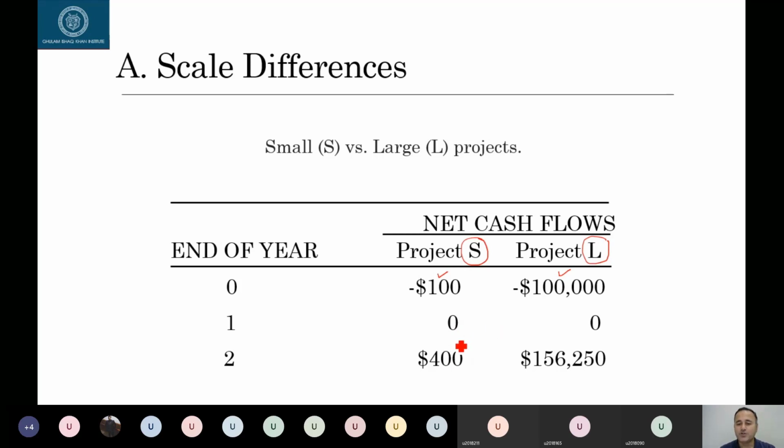In the first year, there is no cash flow. In the second year, there is a positive cash flow. So let's say a cash inflow of $400 for project S, which is the smaller project, and $156,000 for project L. Now, the difference between the size of the projects is like one is only $100, the other one is $100,000. Now let's see what happens.